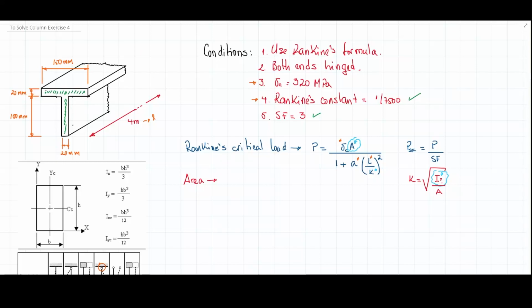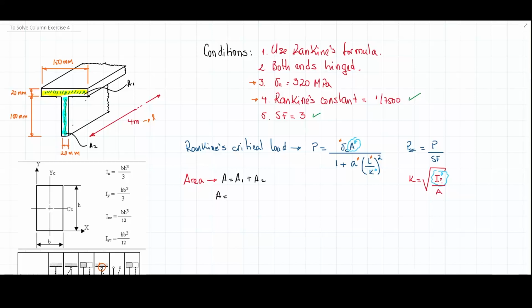So I know that in this combined T section, the area is going to be the sum of the upper rectangle plus the area of the lower rectangle. So it's going to be the area of the upper part, plus the area of this lower part. Meaning that I can divide the whole T section into two rectangles and take advantage of that simplicity. Then the area is equal to the area of the first part, which I'm going to call A1, plus A2.